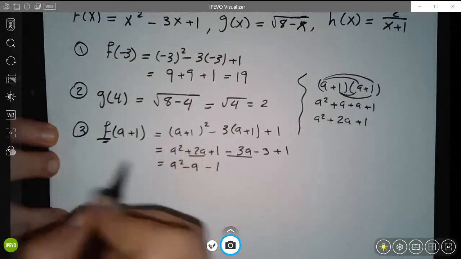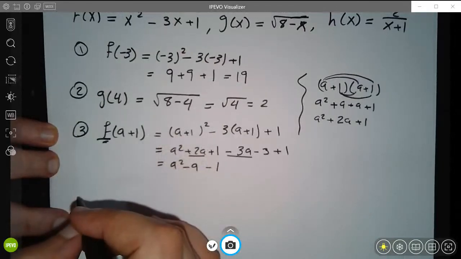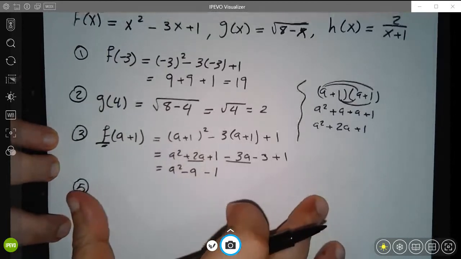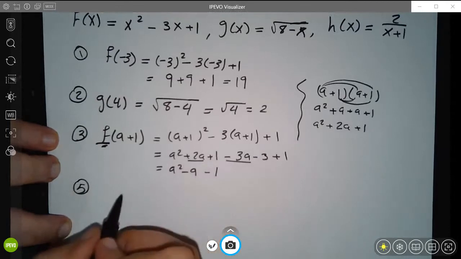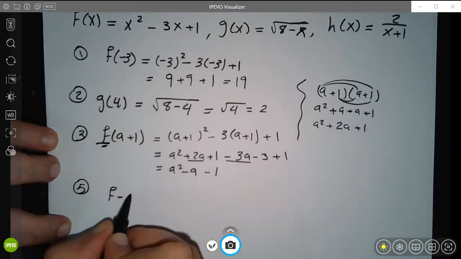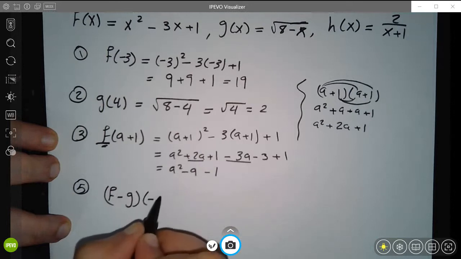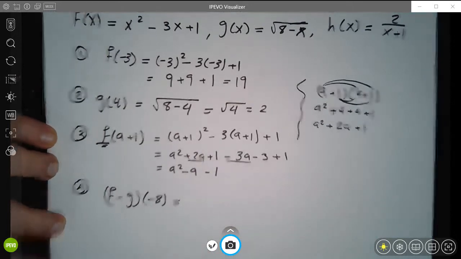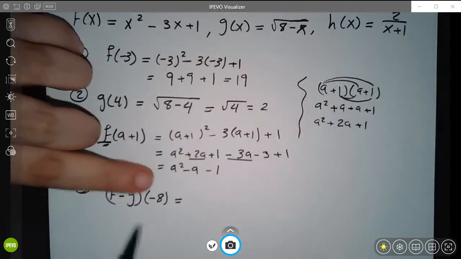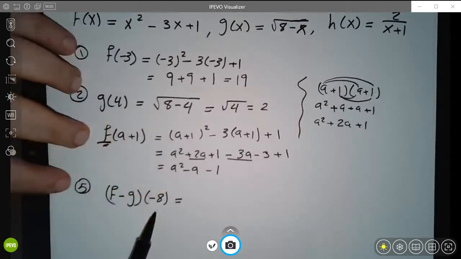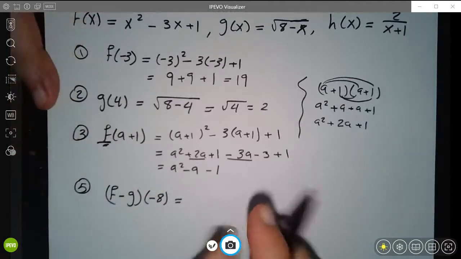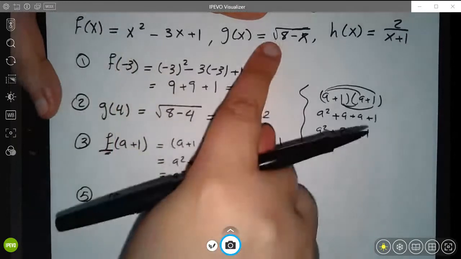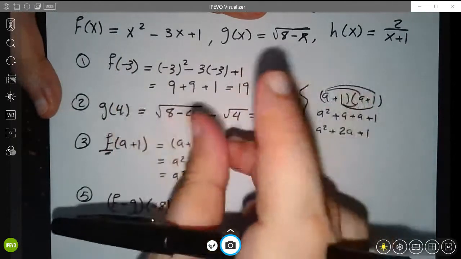I'm going to skip number 4 because it's a similar idea. And I'm going to go to number 5. Okay. So 5 says what? 5 is asking you to find f minus g of negative 8. So what does that mean? I'm asking you to subtract the two functions of this value. Yeah? So what I'm going to do is I'm going to plug the negative 8 into f and g, and then subtract the two from each other.